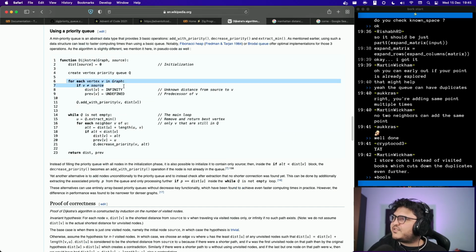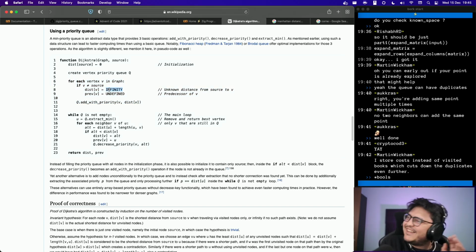So, for each vertex in graph, add everything to the queue. Why? Set to infinity. Why are they not just expanding the frontier? I seriously have trouble understanding why this stuff is explained this way. Oh, okay, pop the min. Compute the new distance. Oh.